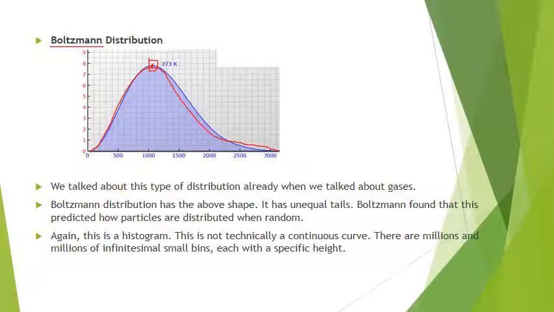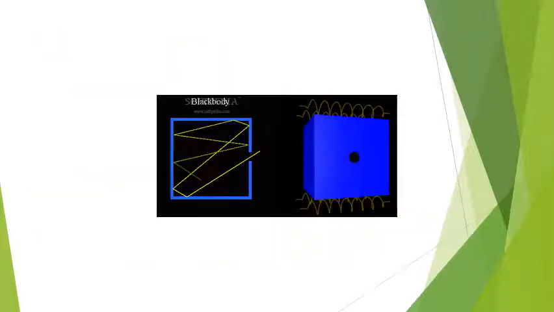Technically, when you did the calculus, each one of these is broken up into tiny bins as well. But it's not a normal distribution. Okay, so how does that relate to the black body mystery?